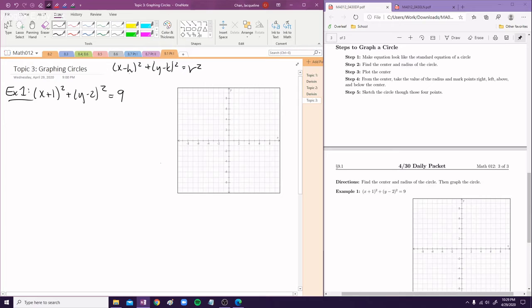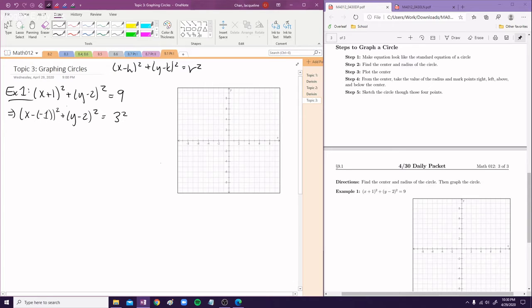So h is positive when there's a minus there, and same with k. If I want to rewrite x plus 1 quantity squared to make it the equation of the standard circle, I'm going to do x minus negative 1 quantity squared, because x minus a negative 1 is the same as saying x plus 1. Y minus 2 is already in form, so there's nothing to change. And over here I have r squared, but over here I have 9. What squared is equal to 9? It's going to be 3 squared.